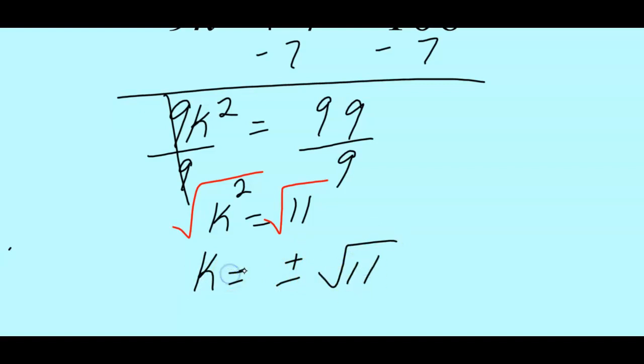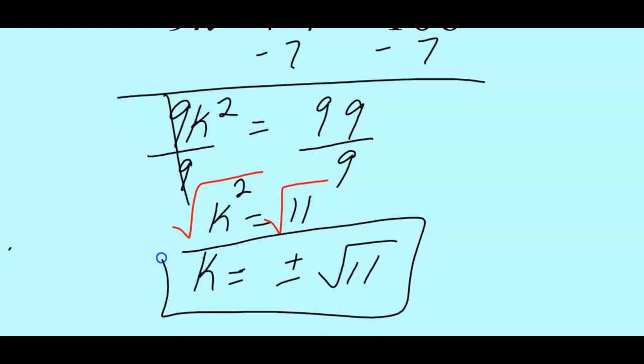And then, since 11 is not a perfect square, you want to think about if you could break that down any further. 11 is a prime number, so it does not break down. That's your answer.